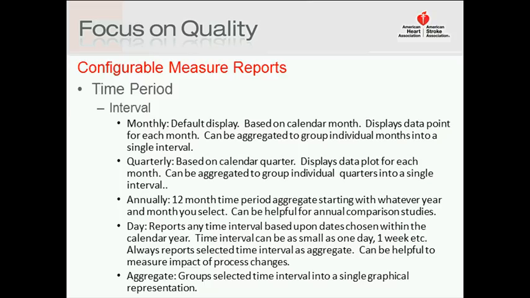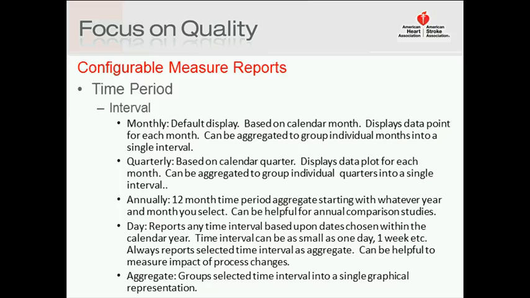So again, monthly is the default display. It's based on a calendar month, and it is going to display a data point for each month. The quarterly is going to be based on your calendar quarter. So quarter one is going to correspond to January through March and so on until the end of quarter four. This is going to display the data plot for each quarter. Annually is your 12-month time period grouped together. So it's going to be 12 months of time, but it's automatically going to aggregate those 12 months into one data point.